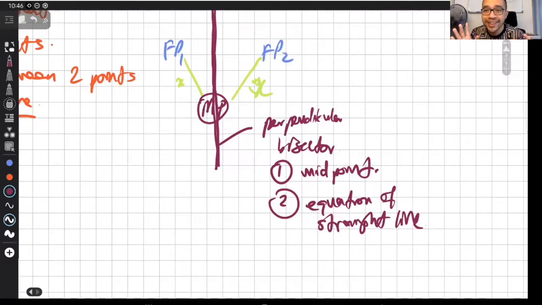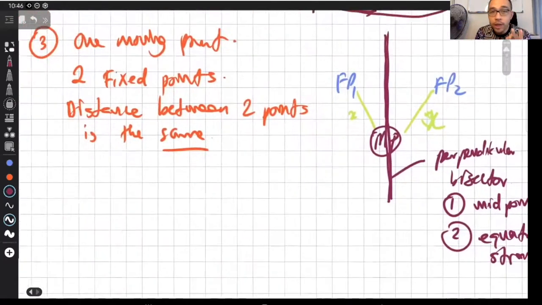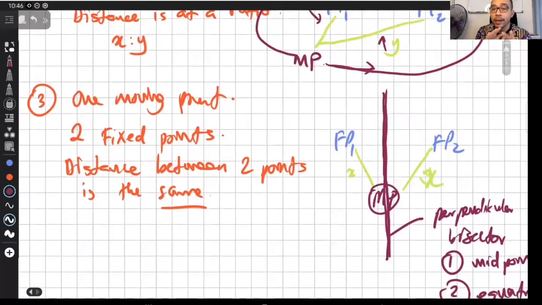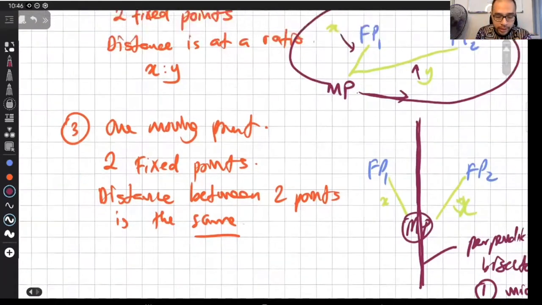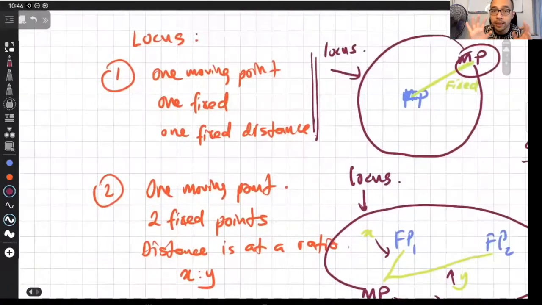As far as I know, I just taught locus, so I know this. So there's only three locus. But all three work around the same principle. We talk about the distance formula, always the distance formula. So when you read the question, look at the question. Is it a fixed point? Is it two fixed points? Is it a fixed distance? Is it a ratio distance? Or is it the same distance? Because all these conditions will tell you what kind of locus you're looking for.